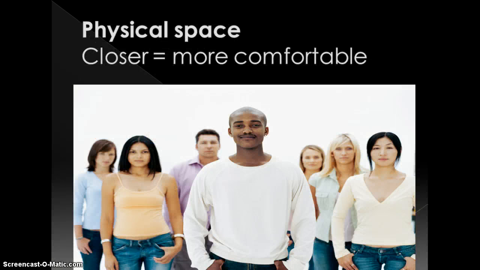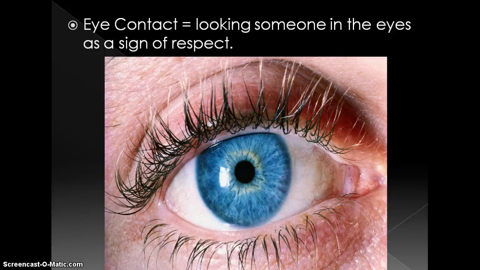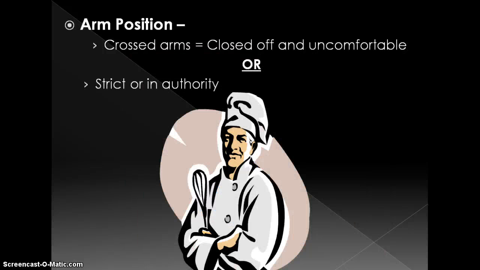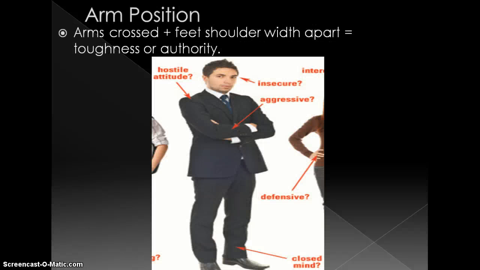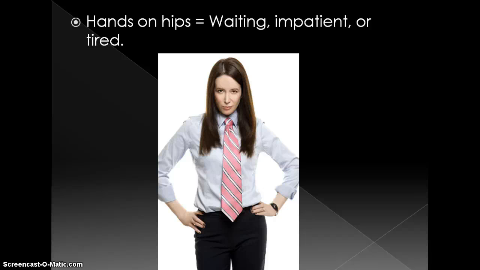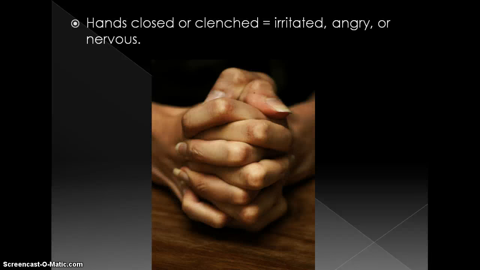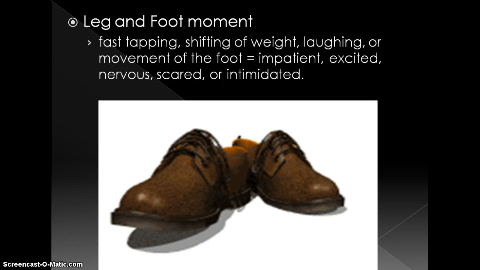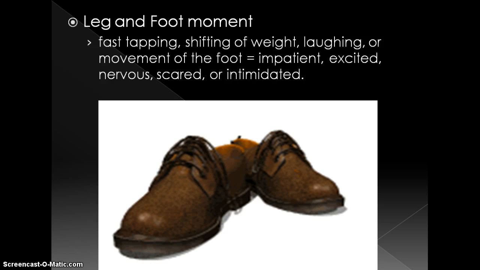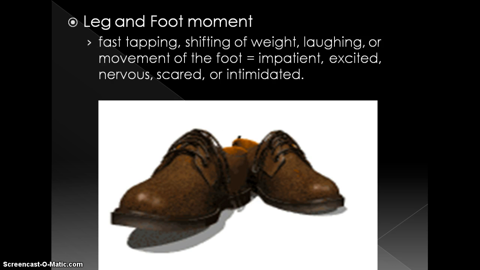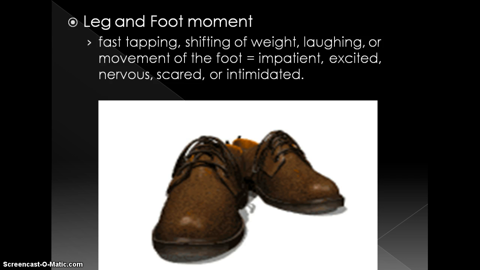The closer you are to somebody, the more comfortable you are. If you give good eye contact, you're showing respect. If your arms are crossed, it might mean you're uncomfortable or you're strict. If you have arms crossed and feet shoulder width apart, maybe you're trying to be tough. Hands on hips, impatient. Hands clenched, maybe you're irritated or angry. But do not ever tap your foot. It shows that maybe you're impatient or you're nervous. So not a good thing to do.